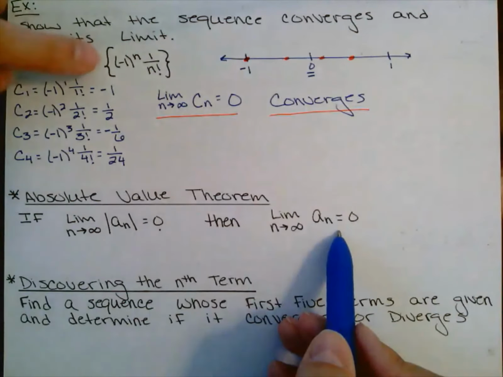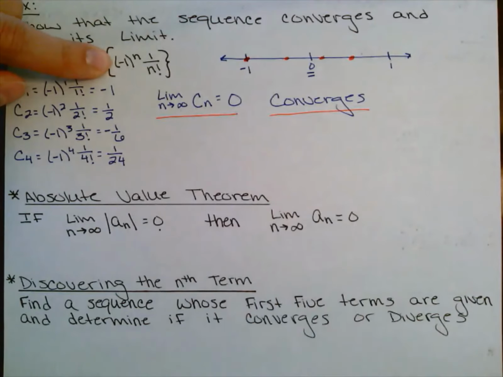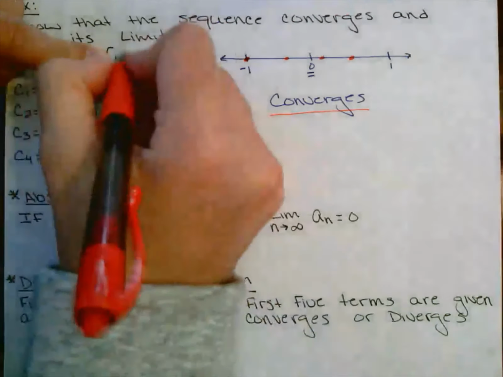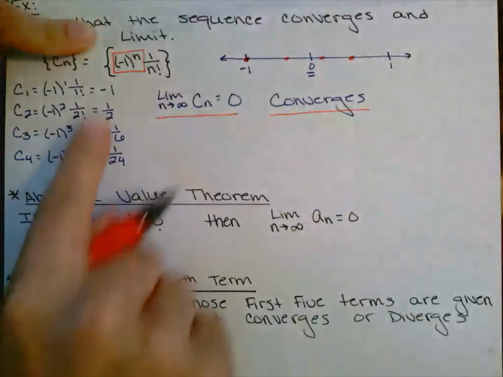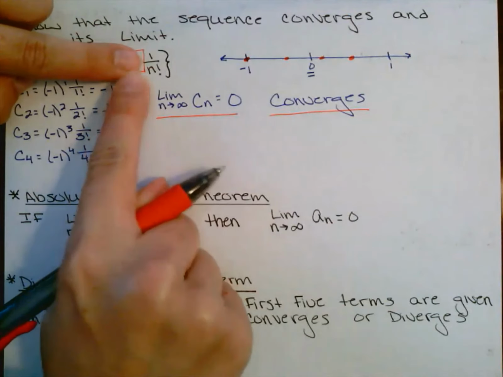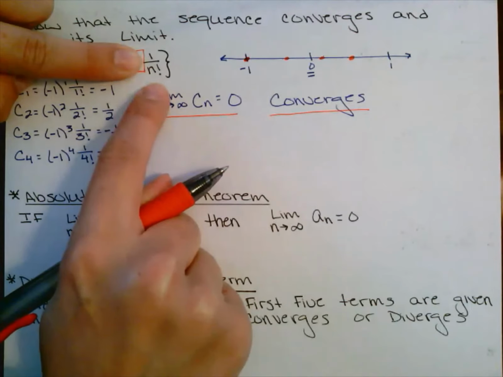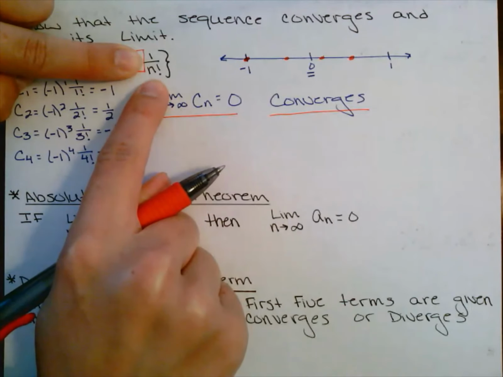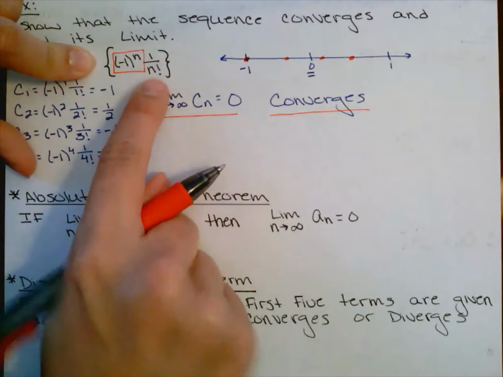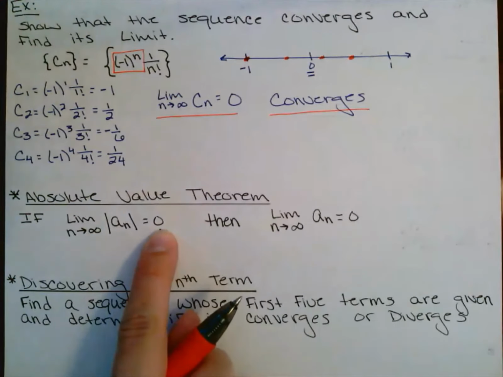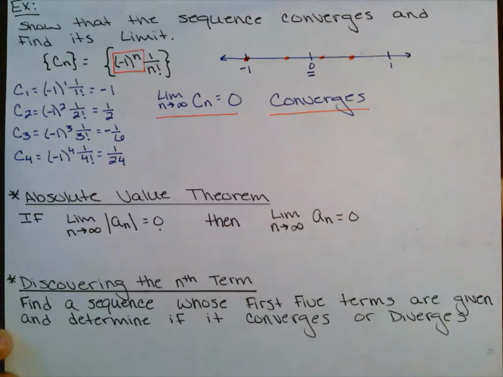So whenever you see this alternating factor right here, this means that your sequence is going to alternate signs. Whenever you see that, you can ignore it for a second and analyze what's happening here. If you can prove that that converges to zero, then you can say that the whole thing does. Now, that's only allowed if it converges to zero. Don't use that rule for divergence or converging to some other number, okay?